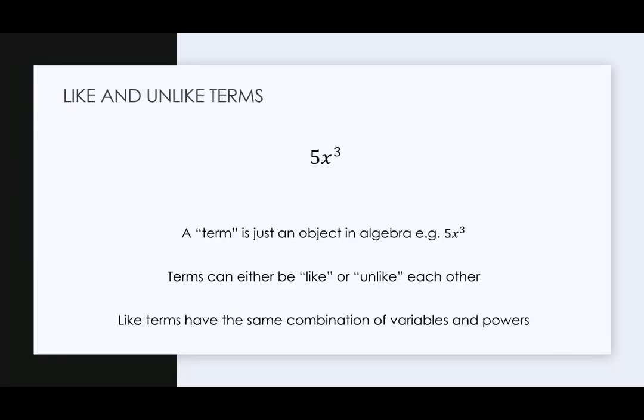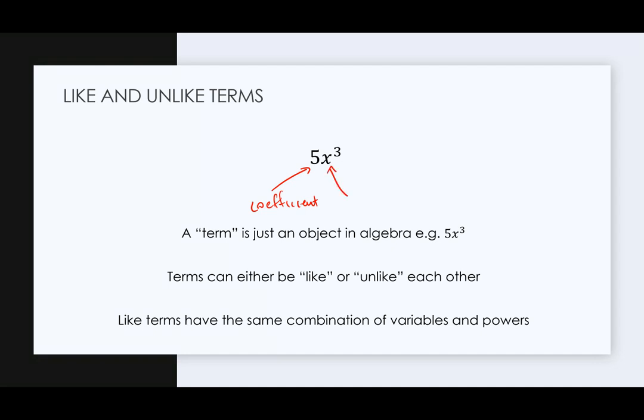With this object in front of us, 5x cubed, we call it a term. And a term is made up of several different components. So this 5 over here is called a coefficient. And it's really just a multiplier. So think of it as multiplying by the other things next to it.